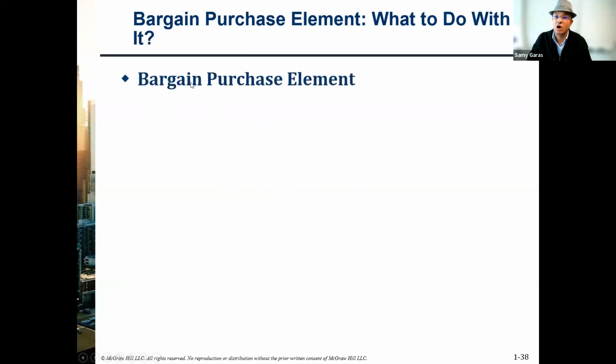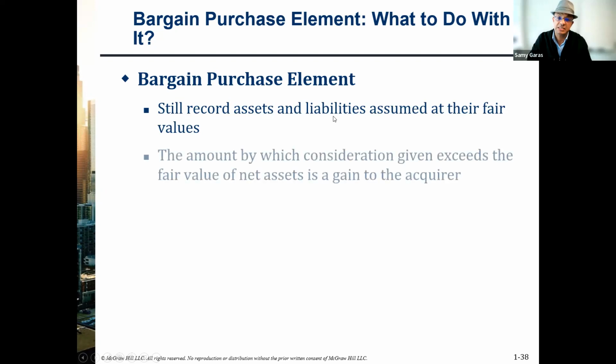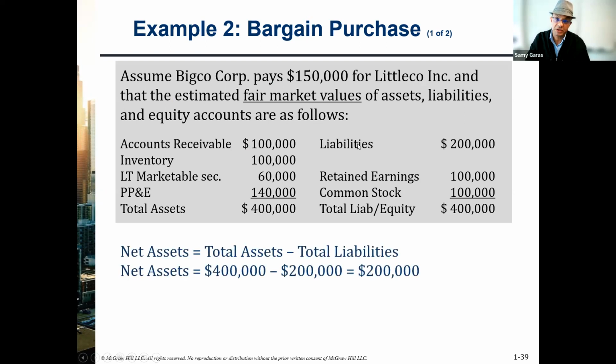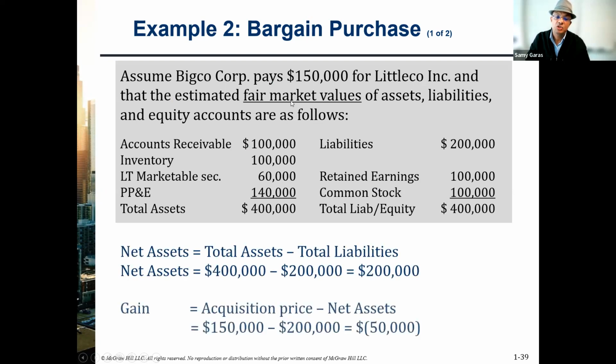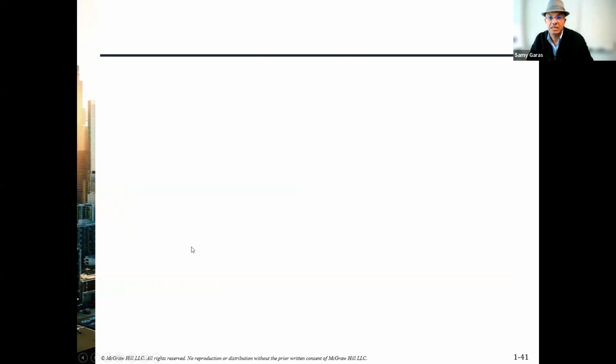What will happen if we have the opposite? With a bargain purchase, we still record the assets and the liabilities, but the difference will go under bargain purchase. And here is an example. The net assets are 400,000, the liability 200,000. So the difference between them is 200,000. But here the company paid 150. So we have a gain on bargain purchase of 50,000. So here we debit accounts receivable, inventory, market, equipment, property, plant, and equipment. And then we credit gain on bargain purchase, cash, and liability.